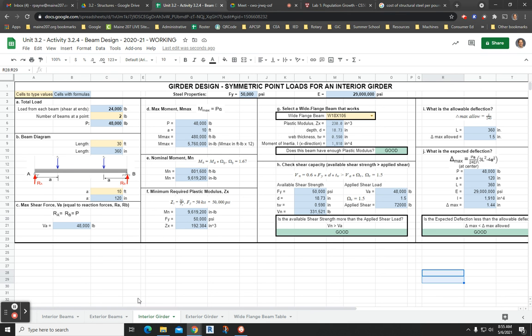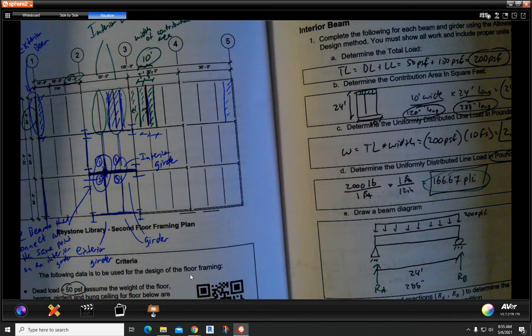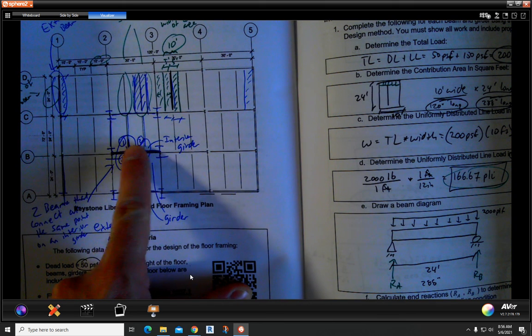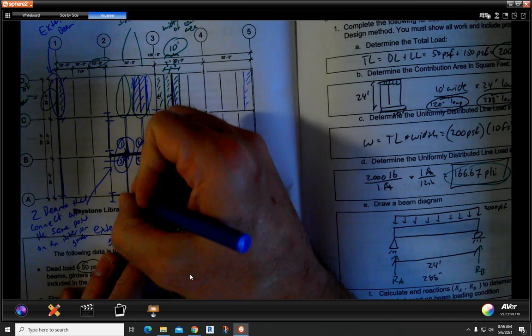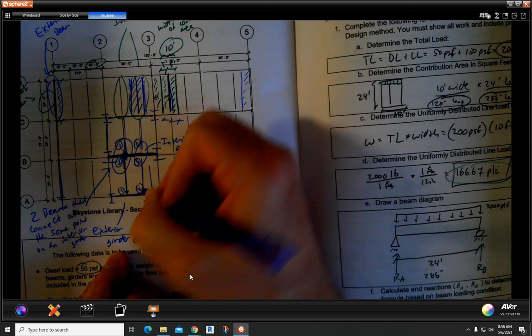Okay? And then the final thing is to finish out this exterior girder. So the exterior girder is very similar, again, to the interior girder, but just like the difference between the interior and the exterior beam, the exterior girder is doing a little less work. And to explain why that is, the interior girder, you have 1, 2, 3, 4 beams going into it. The exterior girder only has 1, 2 beams going into it. So it's only got the one beam from one side at each point.